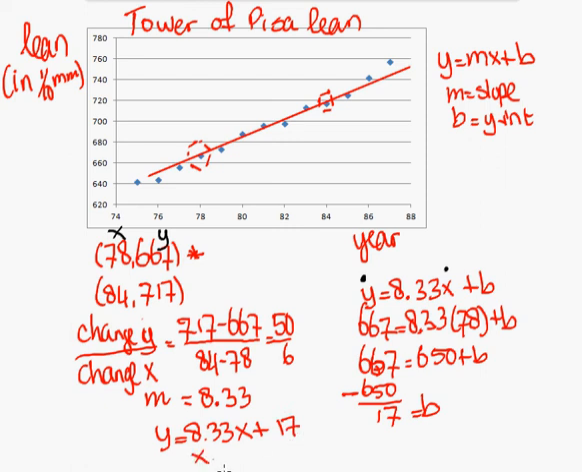And then again you should reiterate what x and y are. So x is the year and y is the lean. And then that would be it. Now, also keep in mind that you and I could have different lines and they could both be correct.